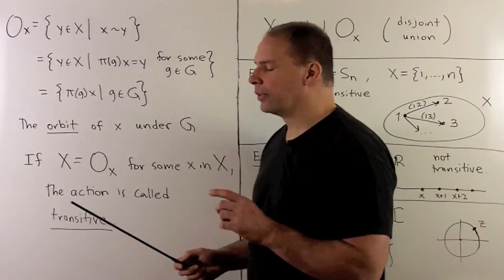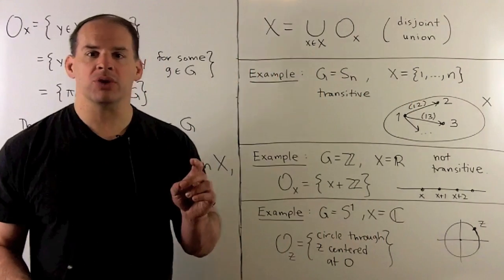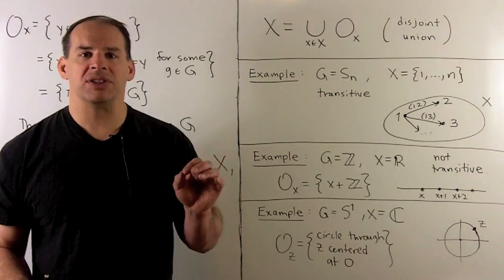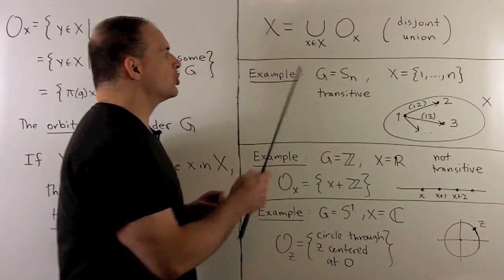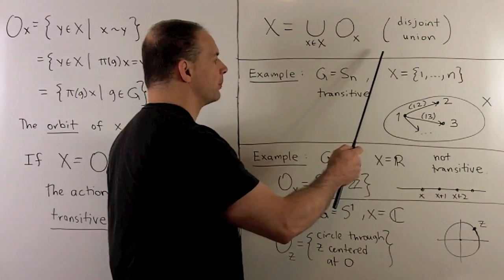Now, because we have an equivalence relation, the equivalence classes give us a partition of X. So that means I can write X as a disjoint union of the orbits.